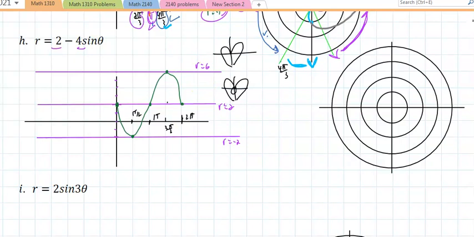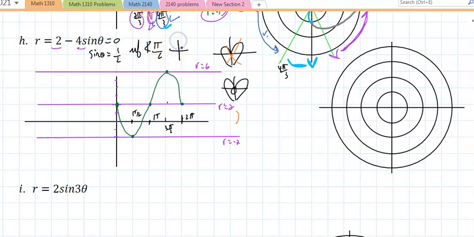I notice this switches sign from positive to negative. So it has to be this case. If that's the case, I need to know where the inner loop traces. Set this equal to 0 and solve it. The sine of theta equals 1/2. I have a reference angle of pi over 6.